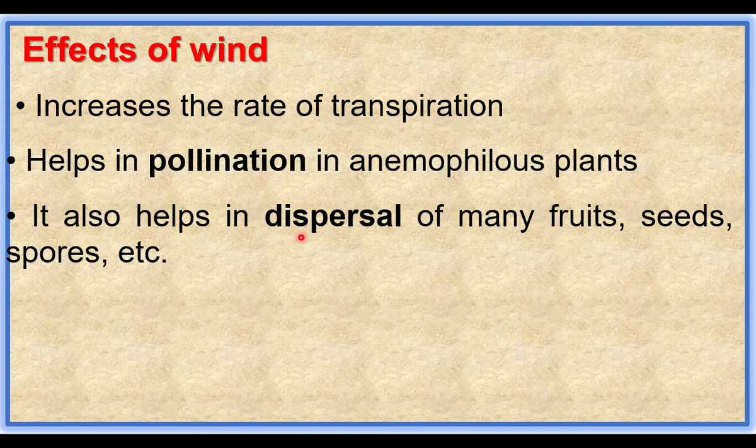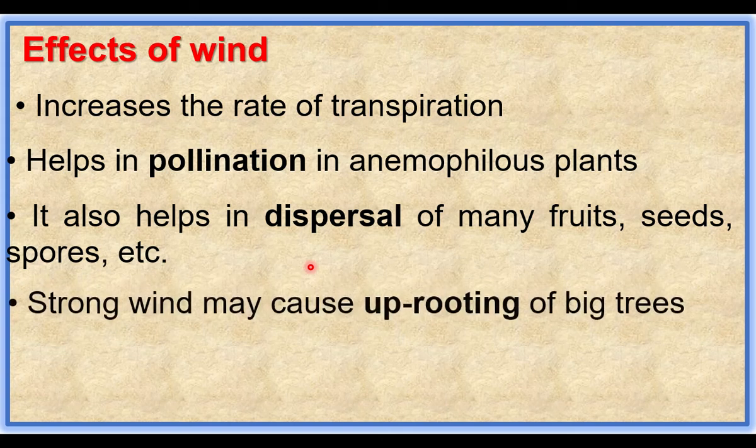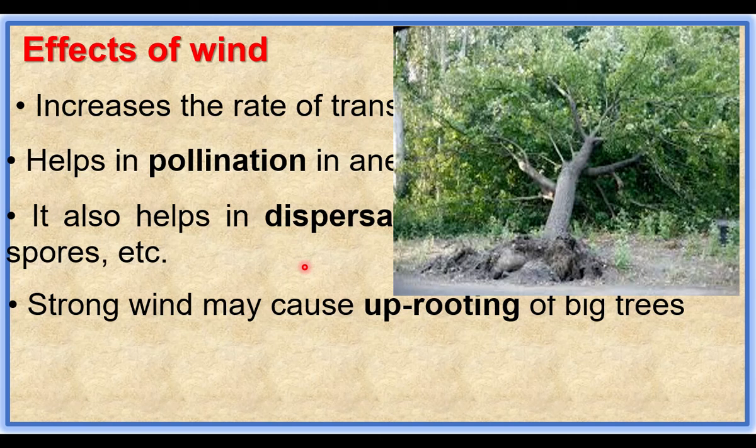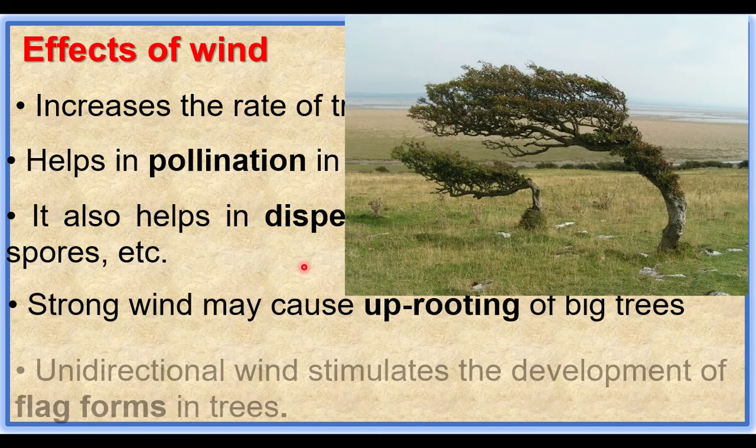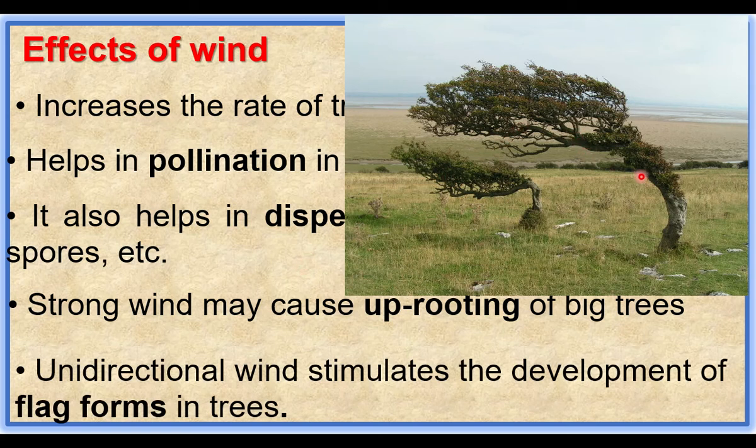transpiration, pollination, dispersal of fruits, seeds, spores. Next, the negative effects: Strong wind causes uprooting of big trees, and unidirectional wind in a single direction causes flag forms, where trees bend on one side. These are negative aspects. The positive effect is transpiration, pollination, dispersal of fruits, seeds. First 3 points are related to the effect of wind on environment.